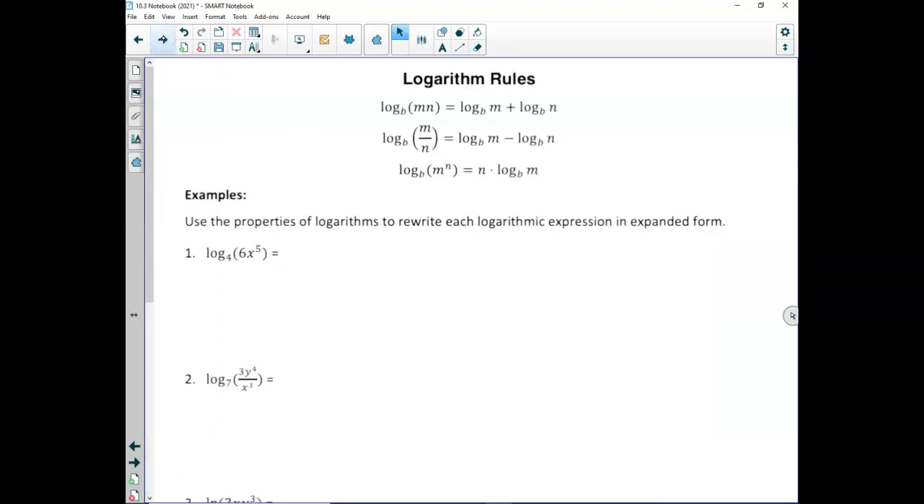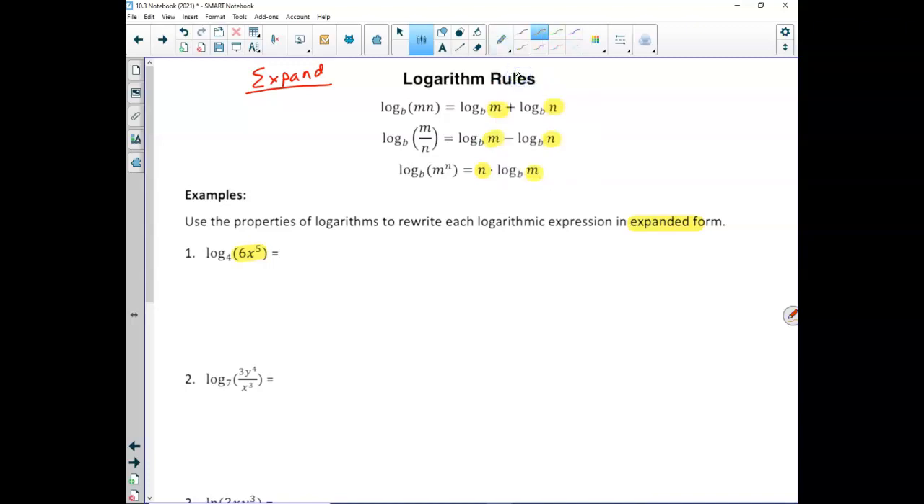The first ones we're going to do here, just so you know, is we are going to expand. What does expand mean? Expand means we start with one logarithm with multiple things inside of it, and we are going to expand it into multiple logarithms with single things in each one, like that.